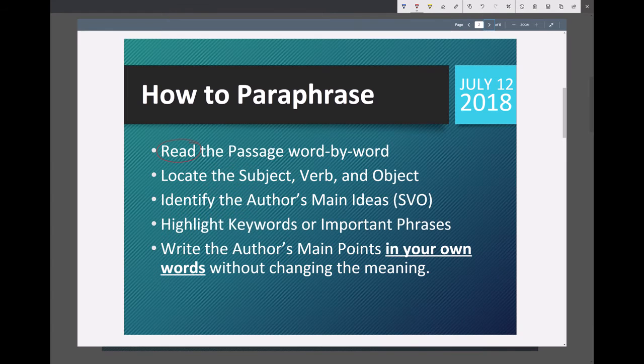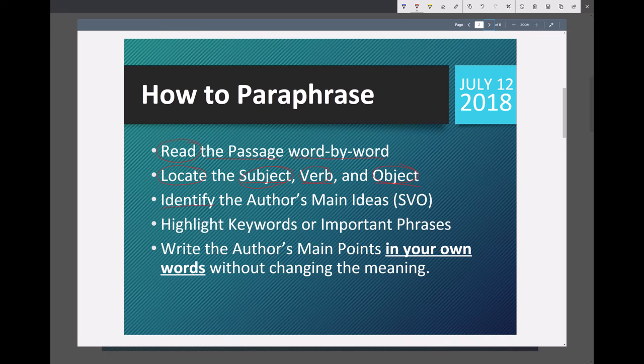So again, read the passage word by word. Don't just scan the articles or skim the articles like you do in level 2, but actually read and take notes on it. Again, take notes when you read the passage. In each sentence, you can try to locate the subject, the verb, and the object. Being able to find these would help you understand and keep the meaning of each sentence as you try to paraphrase them.